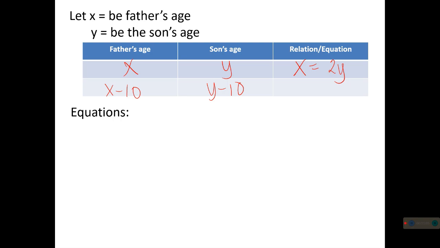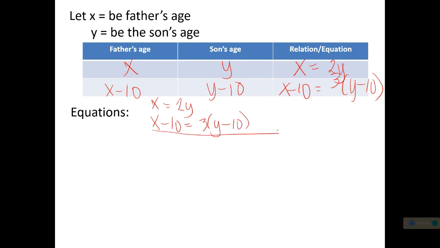So, for our equation, 10 years ago, the father, so we have x minus 10, was 3 times the son's age. So we have to use parentheses. For our equation, we have x equals 2y and x minus 10 equals 3 times y minus 10. But you can still simplify this equation. So this will become x minus 10 equals 3y minus 30.